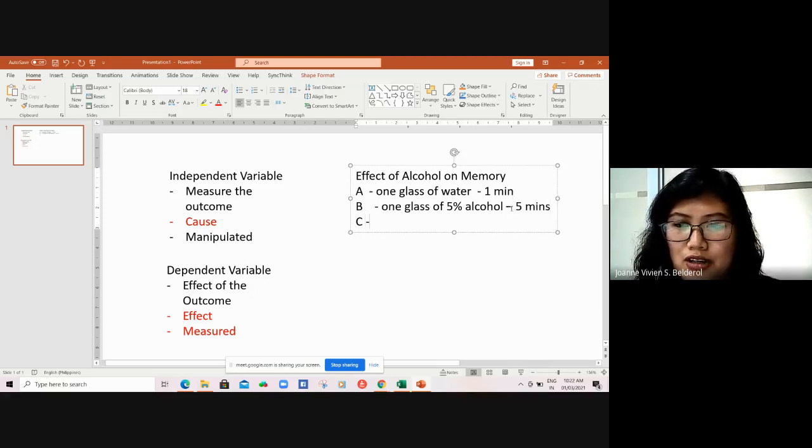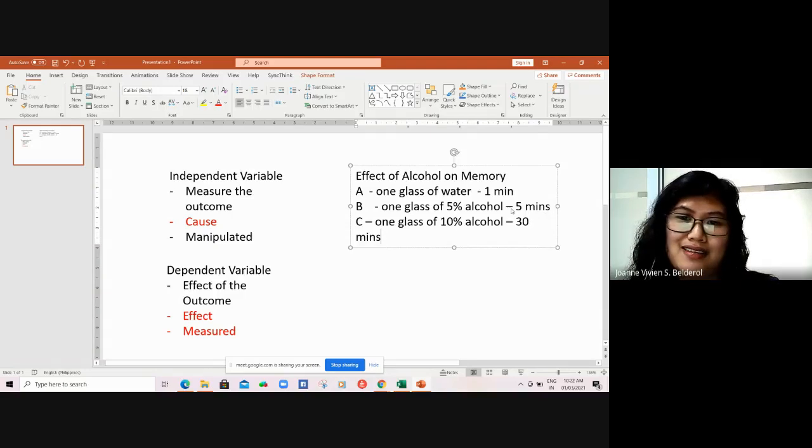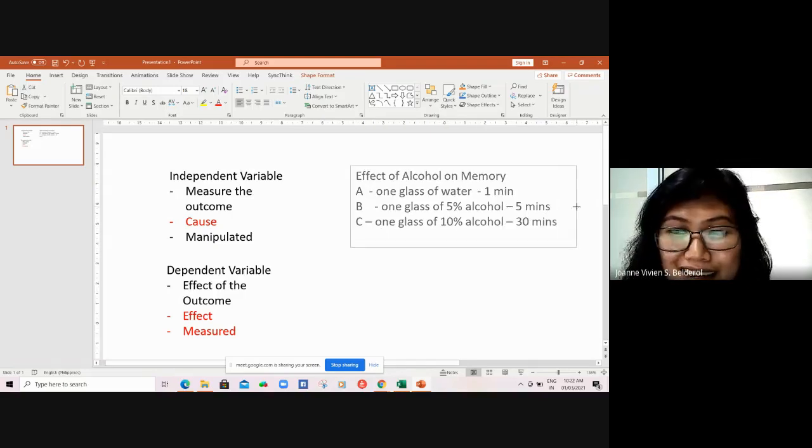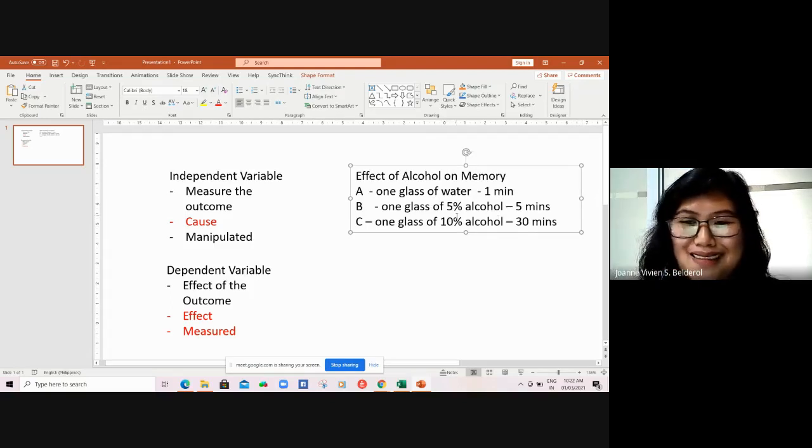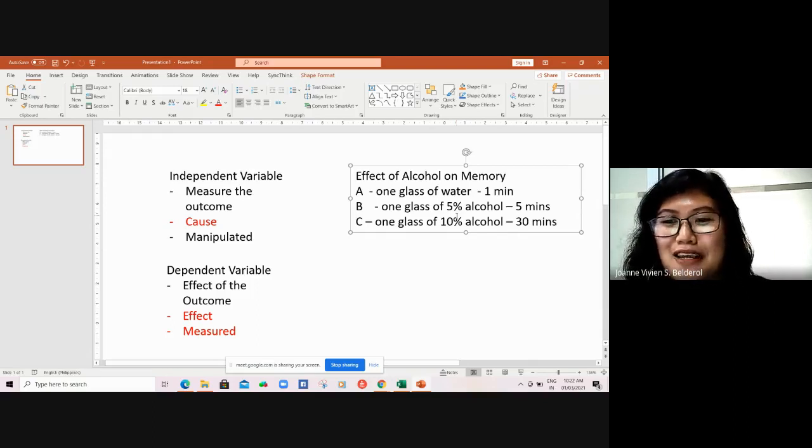Group C is given 1 glass of 10% alcohol. And then when you counted how long they took to memorize, let's say 30 minutes. So that's your experiment. It's an unethical experiment because you're inducing alcohol in your participants, so just for argument's sake.